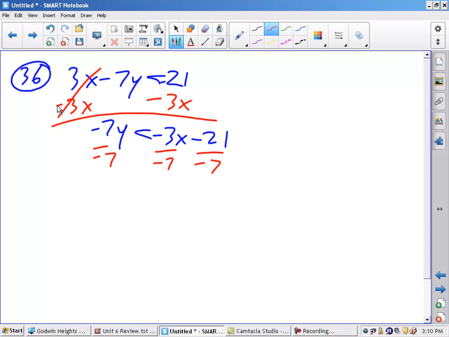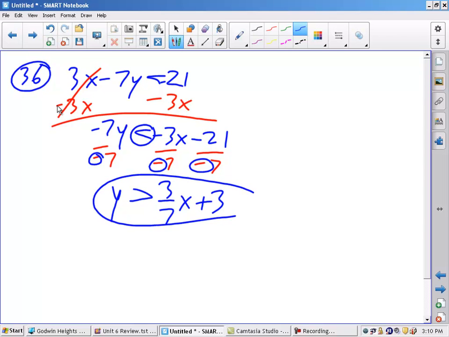And I want to point something out to you guys that you may have forgotten. When you divide by a negative number in an inequality, the inequality symbol flips around. And then you get 3/7 x plus 3. So that's the inequality that you're going to use.